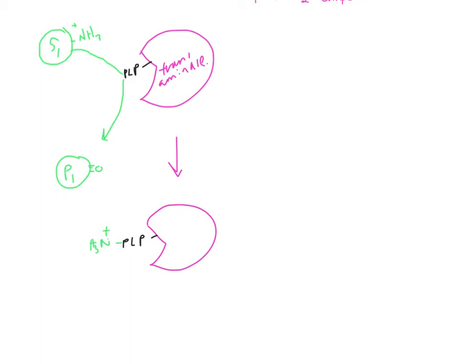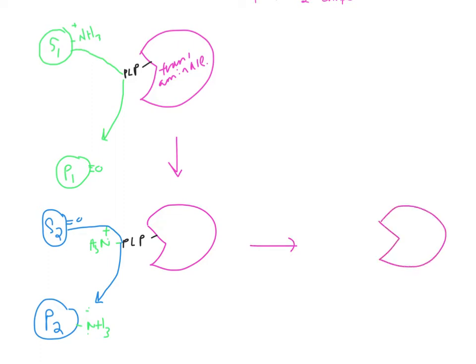So now substrate 2 comes in. S2 comes in, which is an alpha-keto acid, so I'm just going to put a carbonyl here. That's going to come in and take the NH3 group off of PLP, and you're left with product 2, which is our new amino acid, NH3+. Ping pong. And what you're left with is the enzyme, which has been regenerated, PLP.